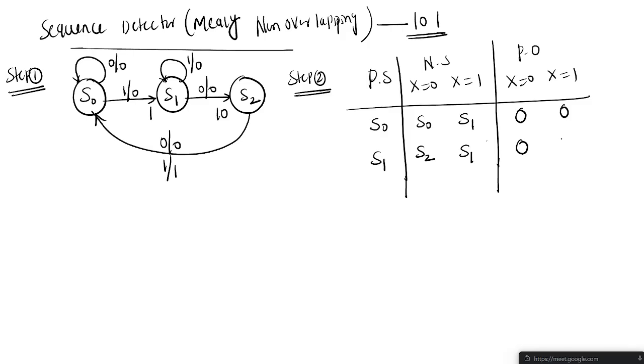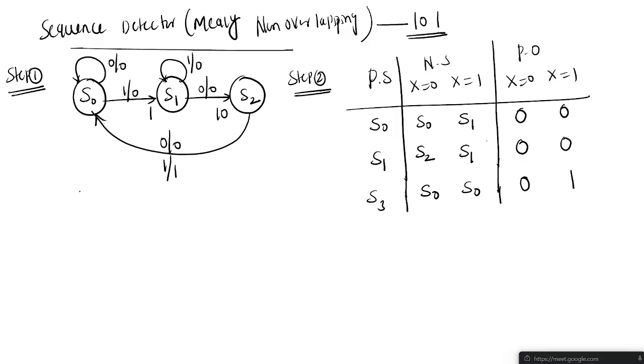S1, output is 0. And S3. Both are S0, no? S0. And input equal to 0 means output is 0. Input equal to 1 means output becomes 1. Is it fine? Did you understand?